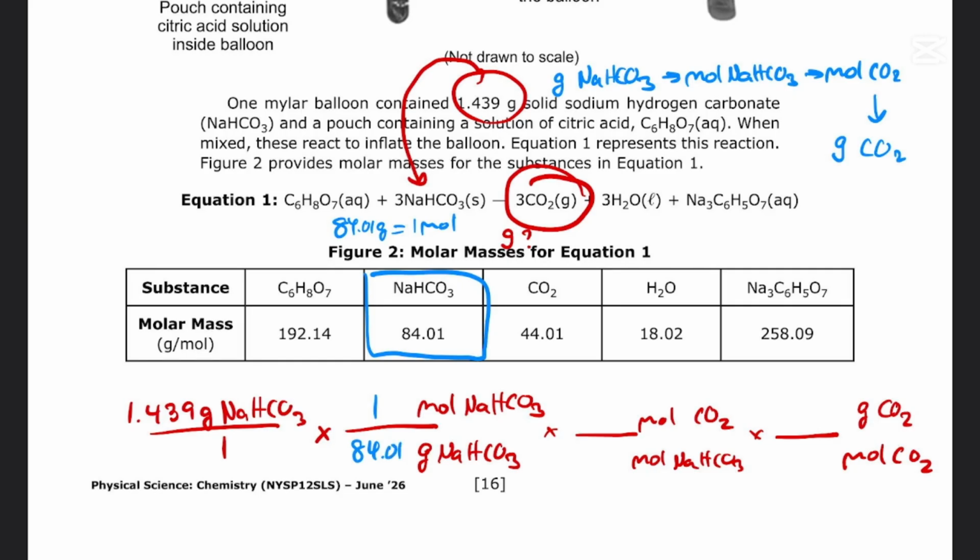The next step is then looking at the mole ratio in the equation. So the mole ratio of NaHCO3 to CO2. If we look, that relationship is 3 to 3 or 1 to 1. I'll just plug in 3 to 3. It won't matter mathematically when you solve it.